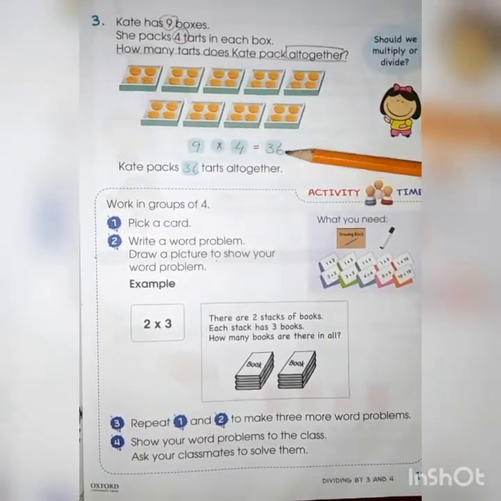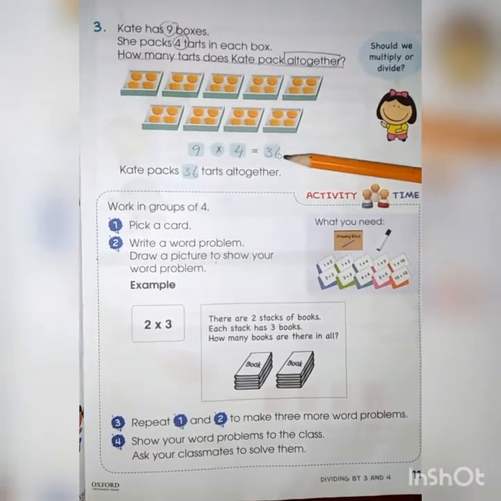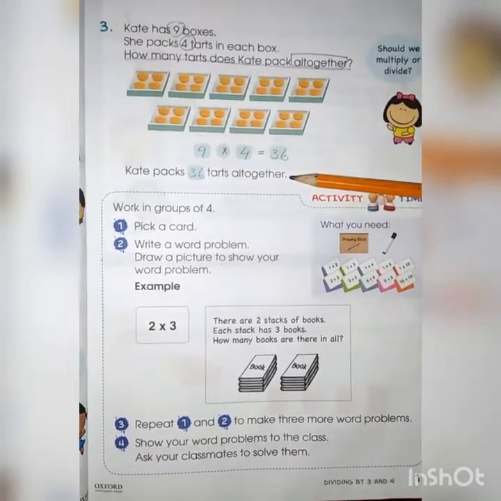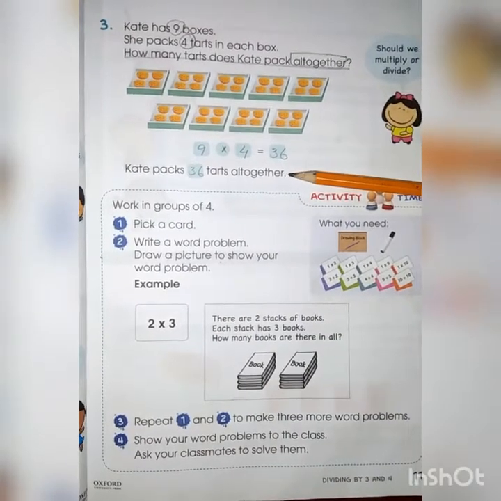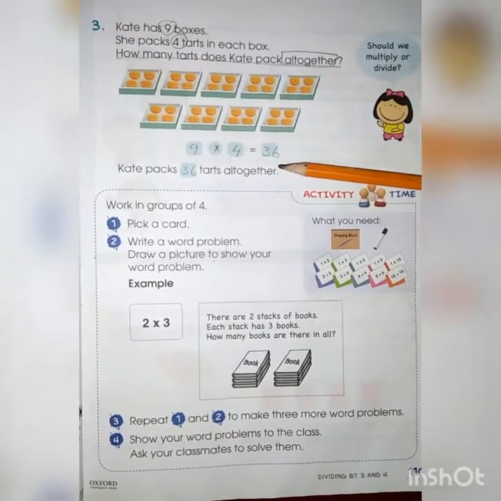9 4 times is equal to 36. And when we count them all together, they will be 36. So Cat packs 36 tarts altogether.